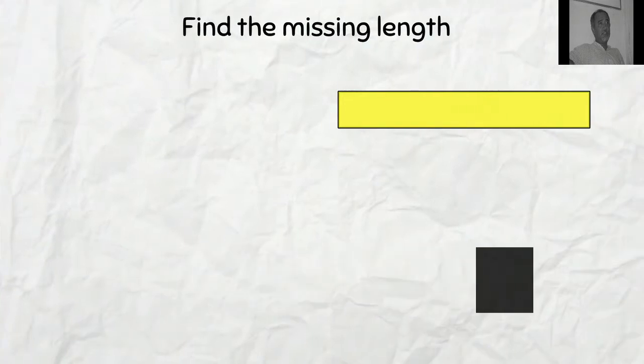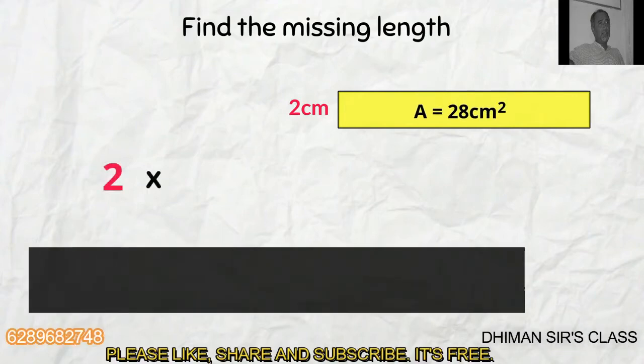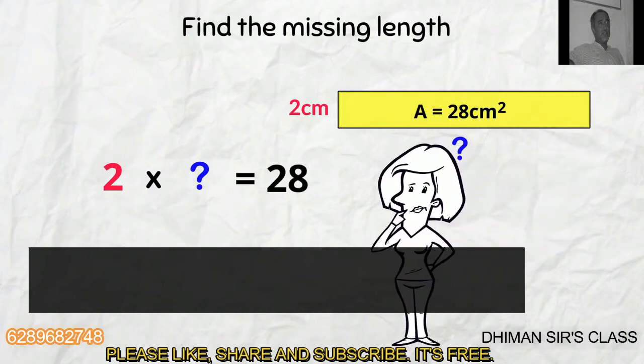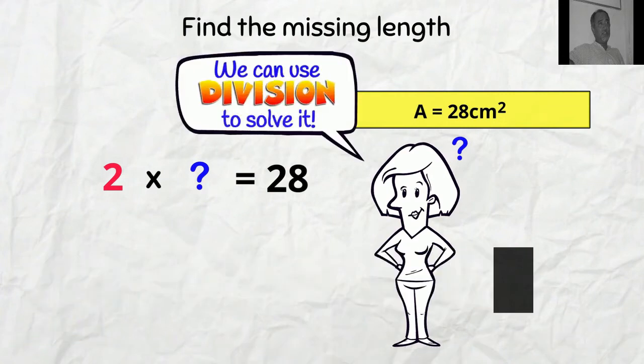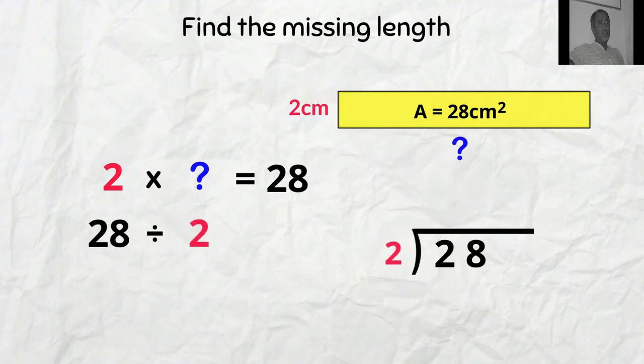In this rectangle, we have a side measuring 2 centimeters and an area of 28 centimeters squared. So 2 times some number is 28. 28 is not in our 2 times table knowledge. We can use division to solve it. 28 divided by 2 is the length of this side.